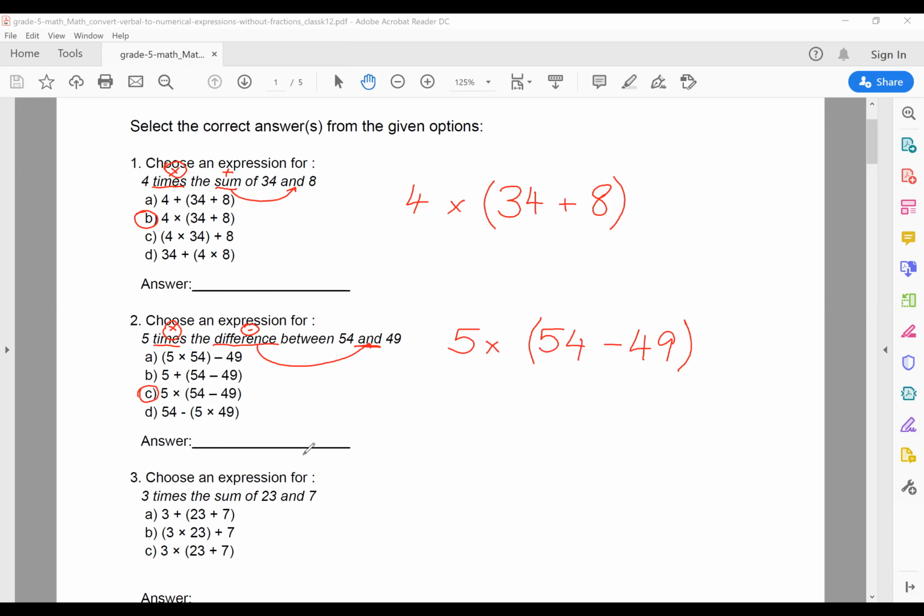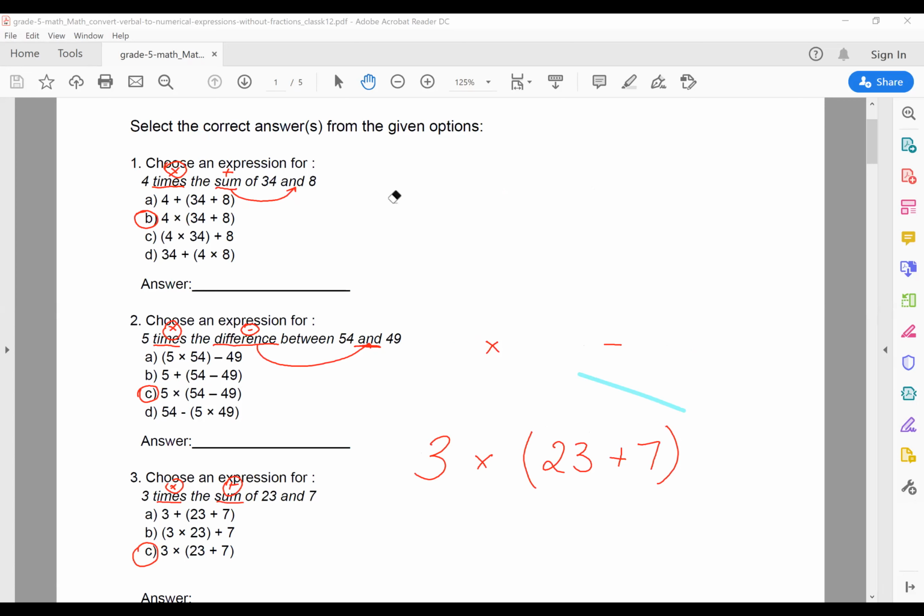The third question, 3 times the sum of 23 and 7. 3 times. Times means multiplication. The sum, which is addition, 23 and 7. So 3 times the sum, again, I have to put parentheses, 23 plus 7. So which option is it? It's option C. Okay. Let's move to the next page.